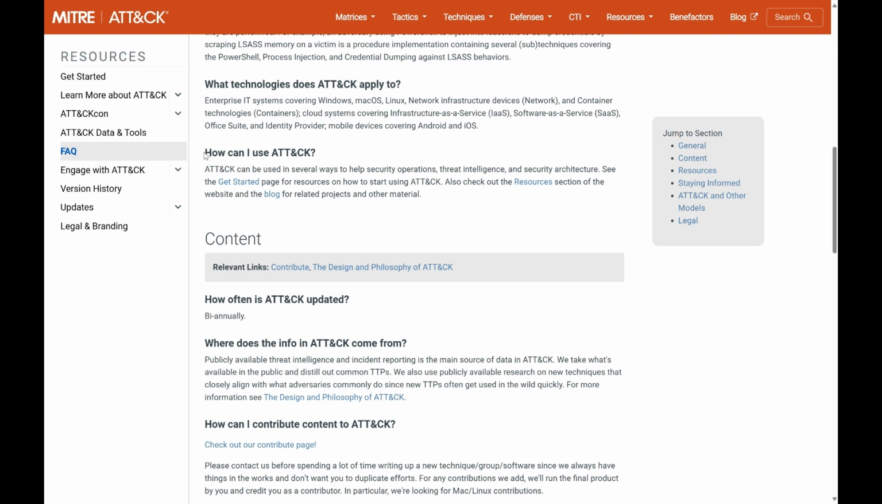So here we can see how can I use ATT&CK. ATT&CK can be used in several ways to help security operations, threat intelligence, and security architecture. See the Get Started page for resources and how to start using ATT&CK. There is also a resources section that we can check. So let's jump to the Get Started page.